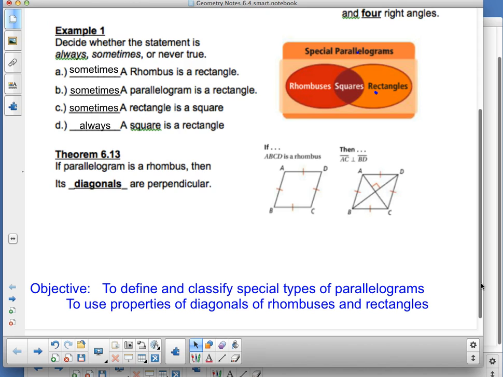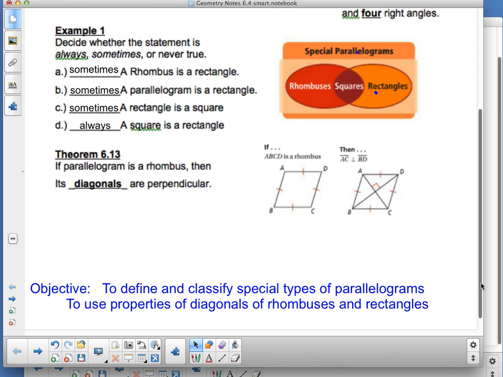Now, as we're going on in notes, you can look at that next one and see where things are bringing us. But today's objective: to define and classify special types of parallelograms and to use properties of diagonals of rhombuses and rectangles. And remember, those special properties are up here on the sideboard. We're talking about rhombuses, rectangles, and squares. Rhombus properties: diagonals are perpendicular. That's what we're looking at right now.